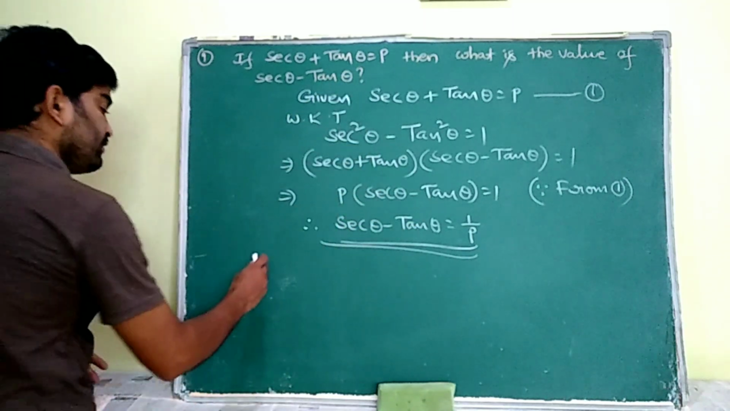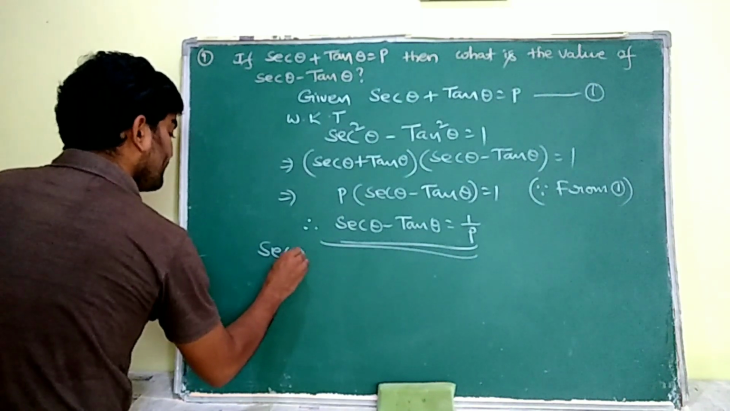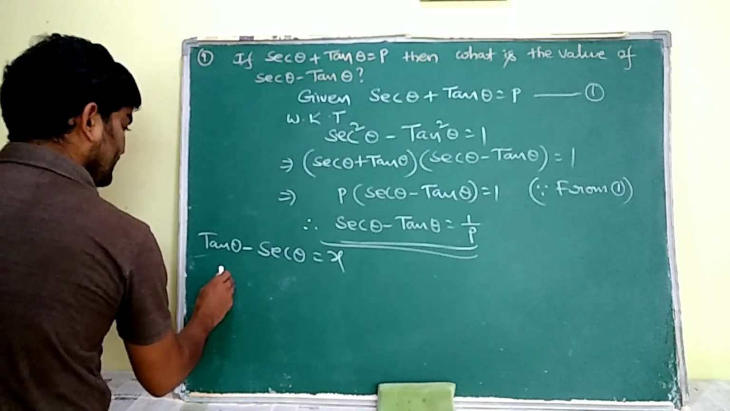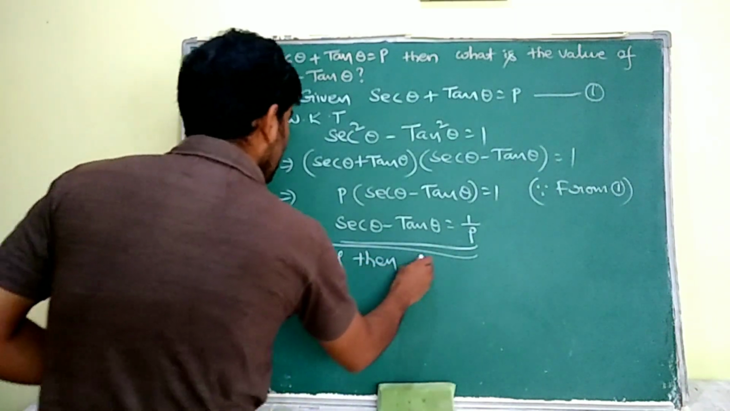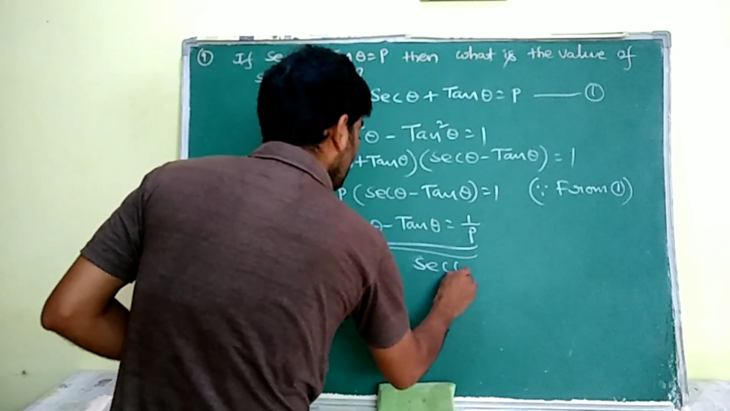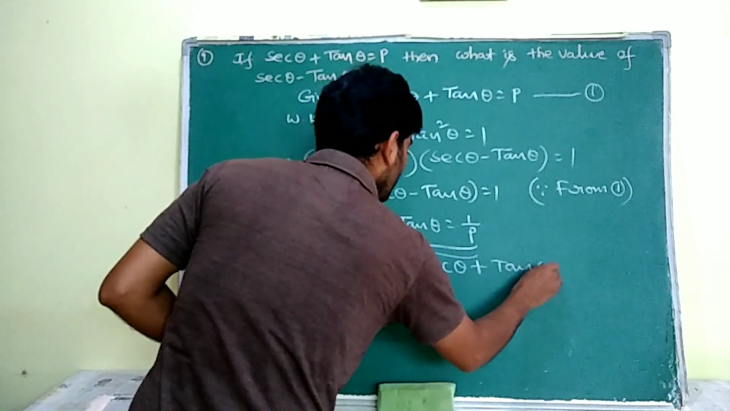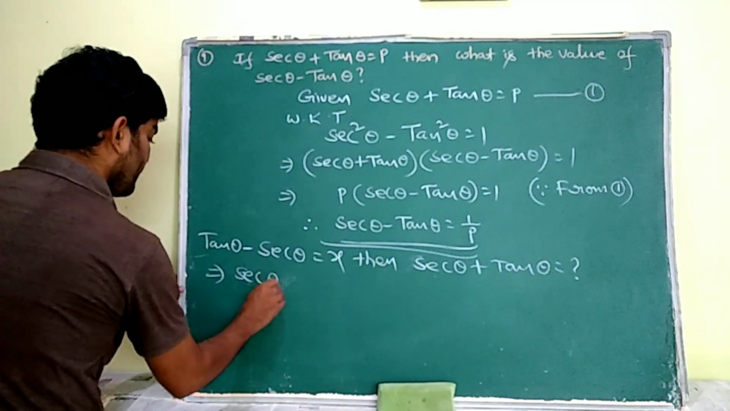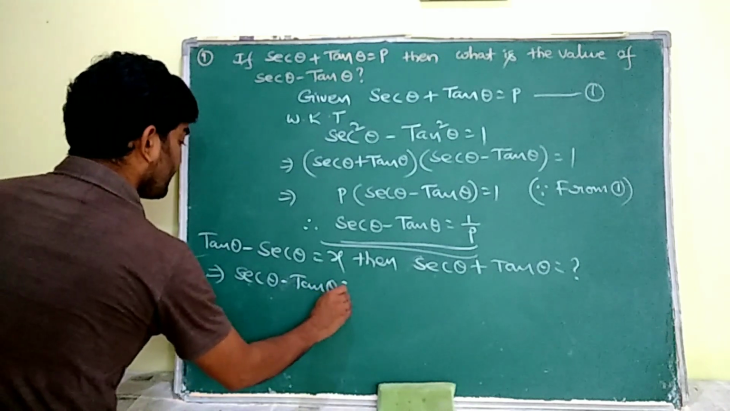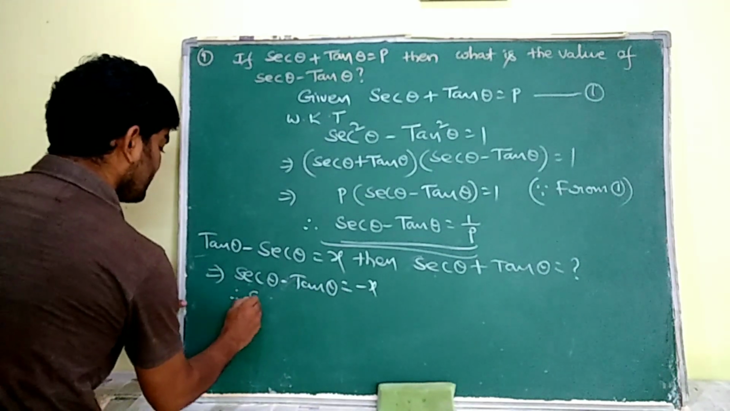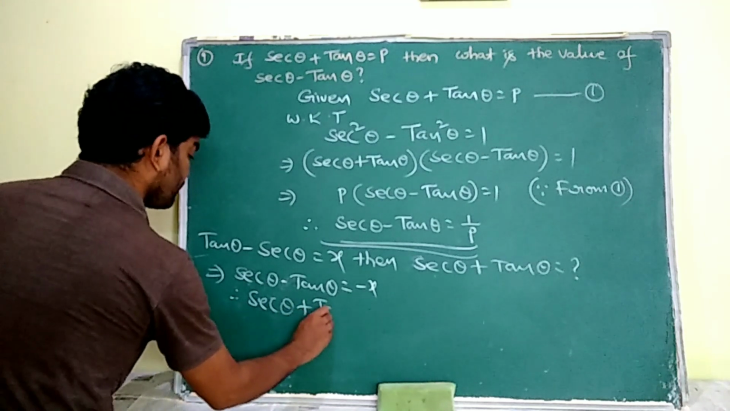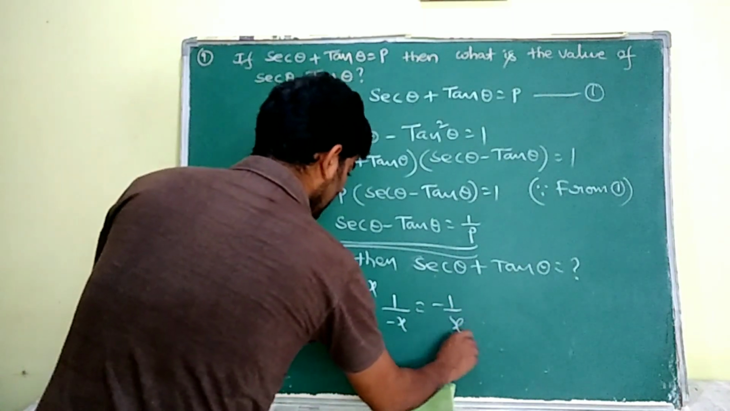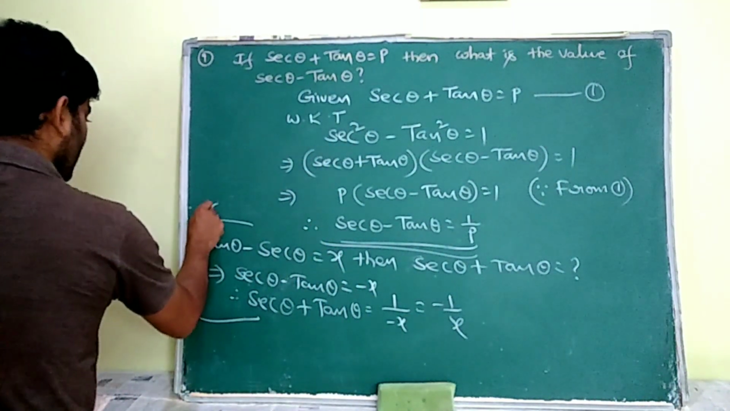Sometimes he is going to give you like this: tan theta minus secant theta is equal to x. Then secant theta plus tan theta is equal to question mark. So for that you have to write by this, secant theta minus tan theta is equal to what? Minus x. Therefore secant theta plus tan theta is equal to 1 by minus x, that is equal to minus 1 by x. It's a very important bit. You have to remember.